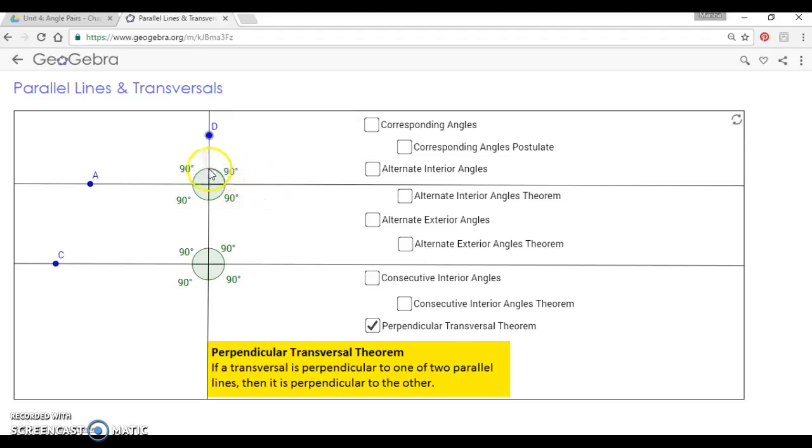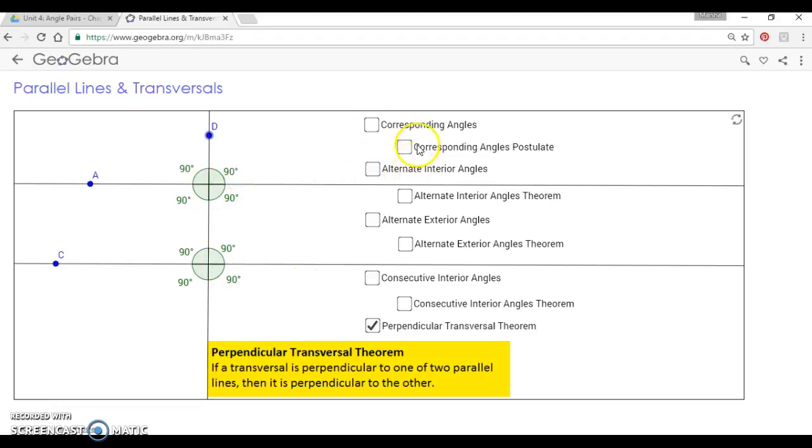In other words, if I know that the angles here at the intersection point between this top line and our transversal are all right angles, then because these two lines are parallel, these angles at this intersection point must also be right angles. So if the transversal is perpendicular to one of the two lines, and the lines are parallel, then it must be perpendicular to the other one.